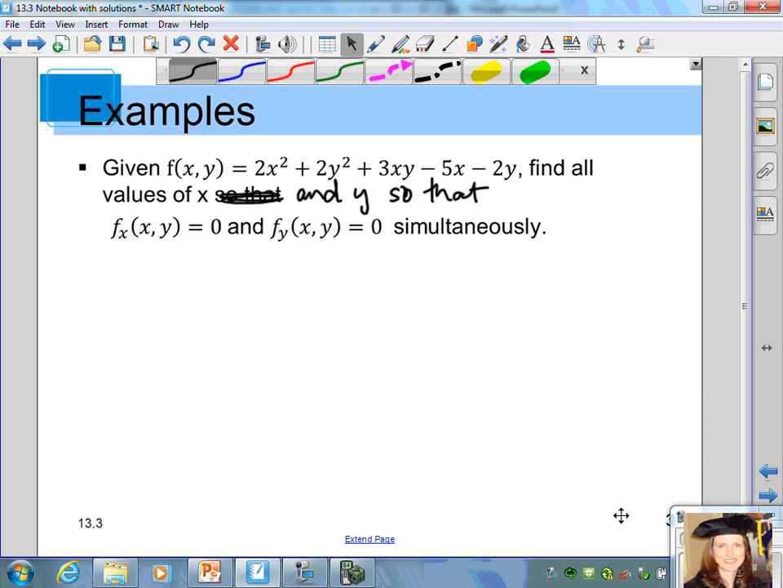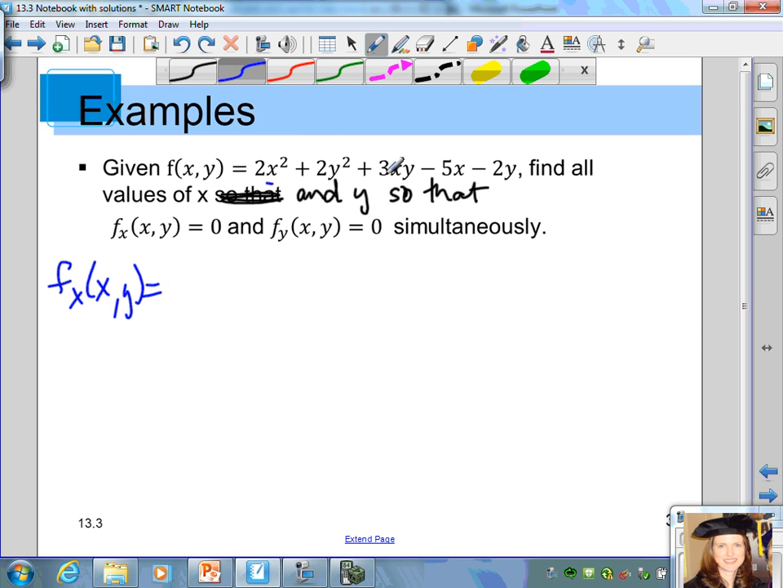Now I am going to show you something on the graphing calculator that you may not have ever done. So have your calculator handy, and I'm going to show you when we get to a step how the calculator can be a little bit of a time saver here. First of all, we're given our function and we want to find out where the partials are equal to 0 simultaneously. Let's find the partial derivative of the function with respect to x.